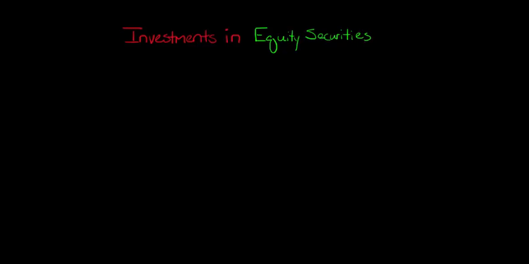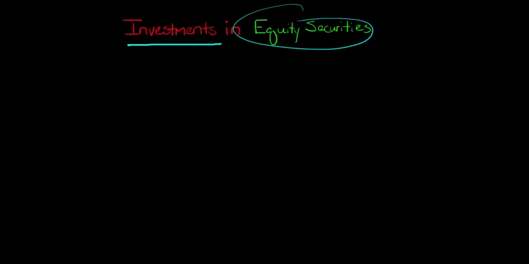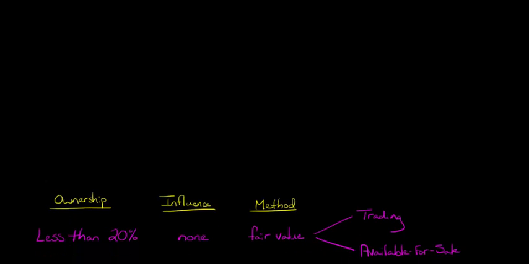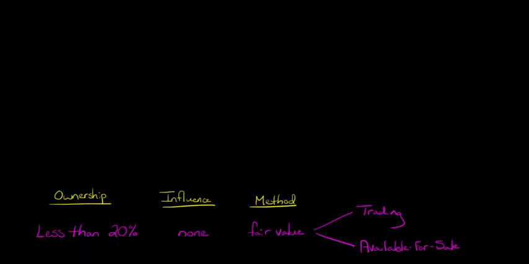In this video, we're going to talk about how to account for investments in equity securities. So let's say that your firm decided to invest in Microsoft. How would they go about accounting for their investment? Well, it depends on the percentage of Microsoft shares that your firm ends up buying. So for example, let's say that you buy 10%. Let's say that that's your ownership stake in Microsoft.